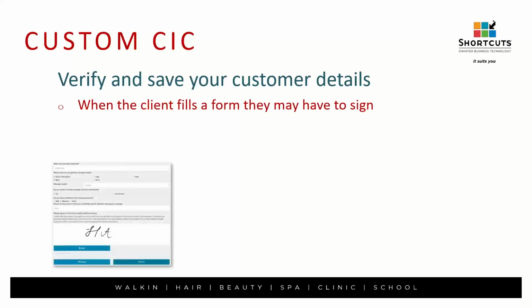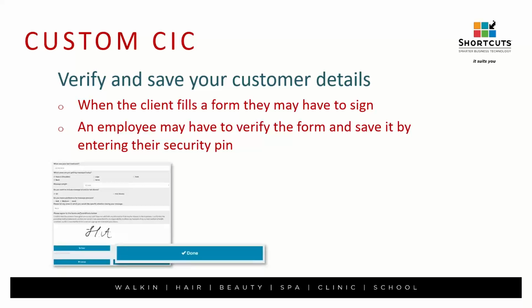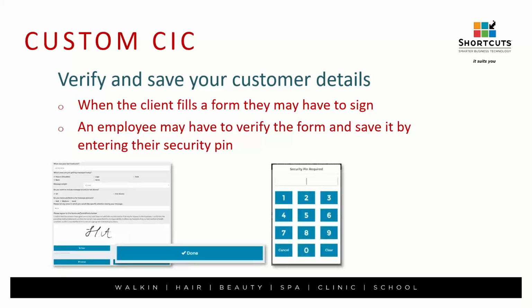So then once you bring up a specific form, the customer fills in the blanks, the staff member makes sure that they've reviewed it, and then they put in, again, their security PIN to verify this information, and it saves it into the client card. So it's multiple levels of security. The staff member needs permission to access the form. They need a security PIN to bring it up. They need a security PIN to save any information the client types in.